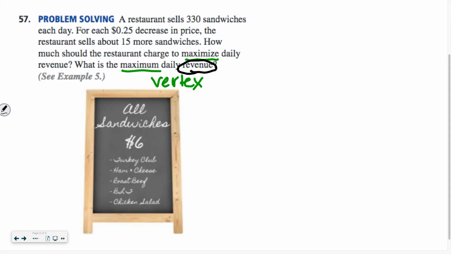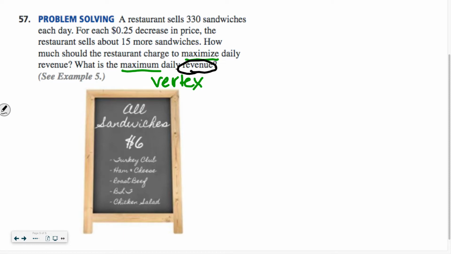Okay, revenue is different than profit. It's all the money that you bring in, and you haven't paid your workers, paid your rent, paid for the supplies, right? So it's just the money that's coming in. But profit is after you subtract all of your costs, okay?